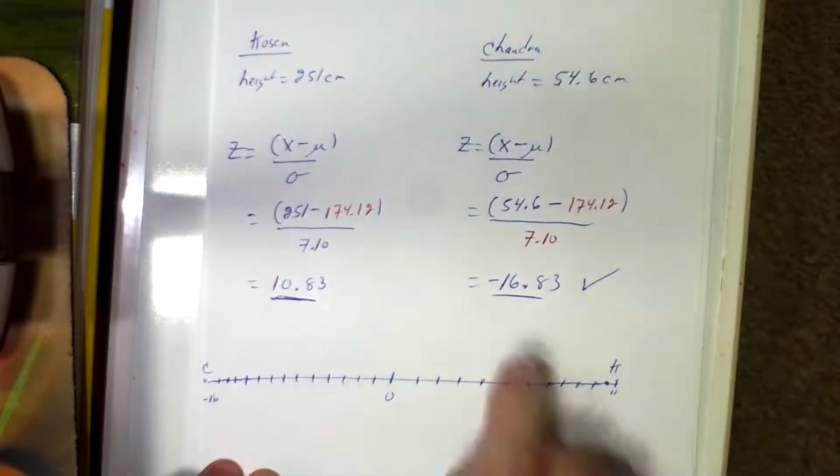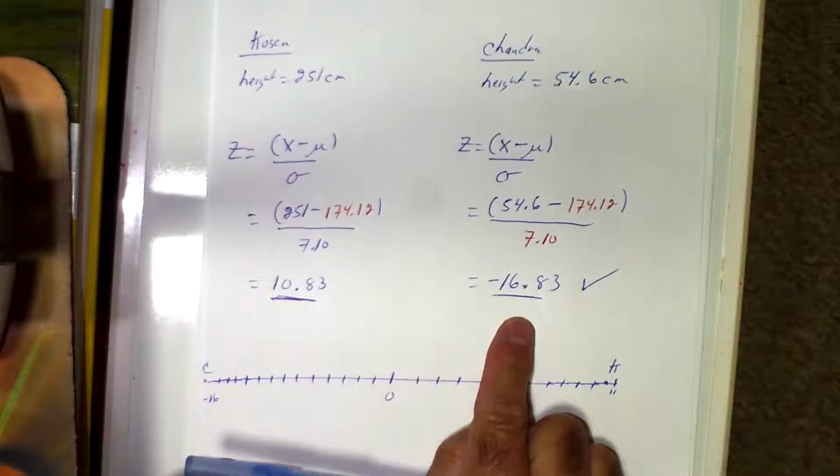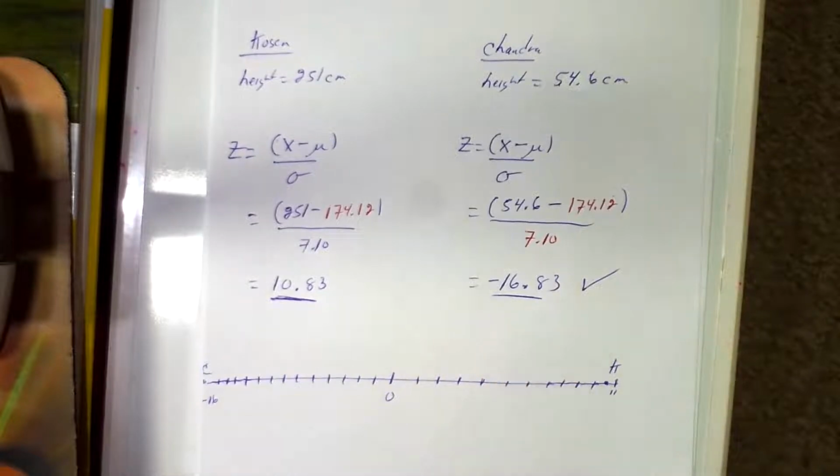So yeah, he was relatively small compared to the entire population of the world. He had a very unusual height, more so than Kosin.